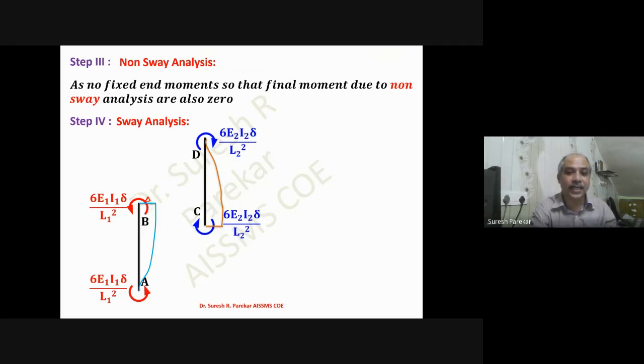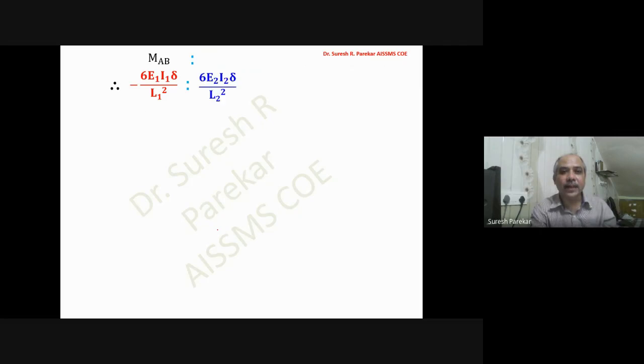But in this problem, you can see I have delta at C, not at D, because my D end is fixed. And to take this column from C towards the right, I require clockwise. This is the only change when we talk about these frames, and you have to keep in mind that it is not always minus for both. Here you will get minus for AB and plus for CD, and then you can go for MAB.